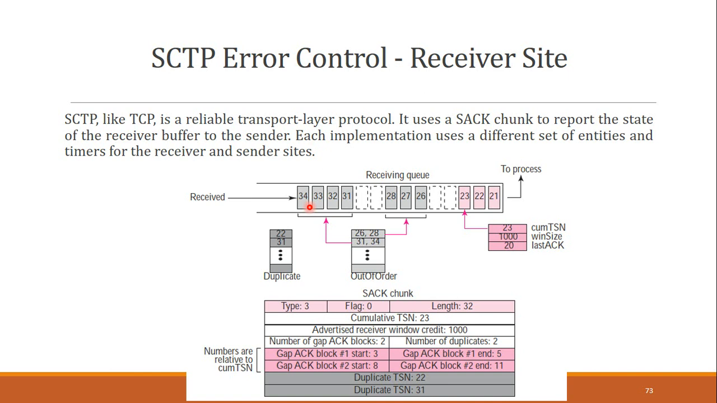The figure also shows the SACK chunk that will be sent to report the state of the receiver to the sender. The TSN numbers for out of order chunks are relative, or offsets you would say, to the cumulative TSN.